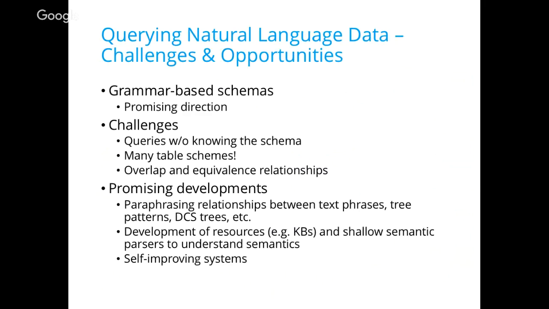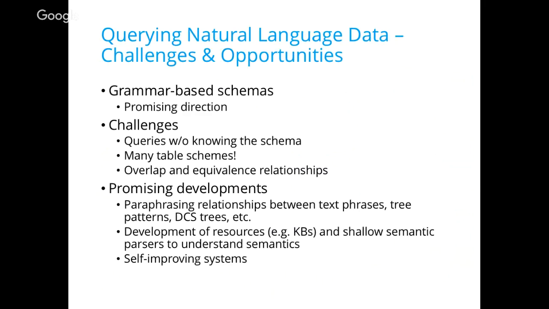If you can treat the grammar as a schema, often we don't know the schema, even though we have a general understanding of how the grammar is going to look in English. If we treat grammar as a schema, you have many table schemas, and there are different forms of relationships between them. Some of them are going to overlap, and some are going to be equivalent. We saw examples of different ways of saying the same thing, so these schemas are perhaps equivalent.